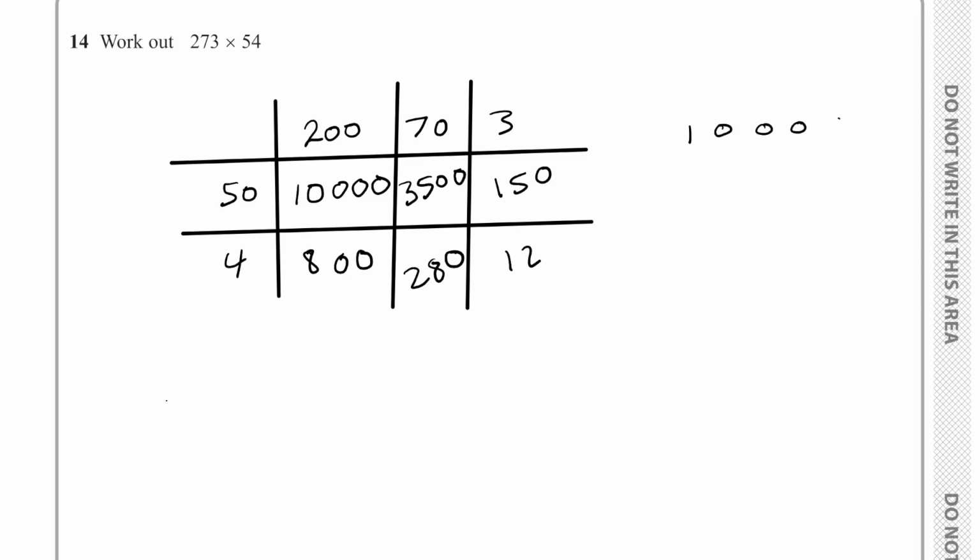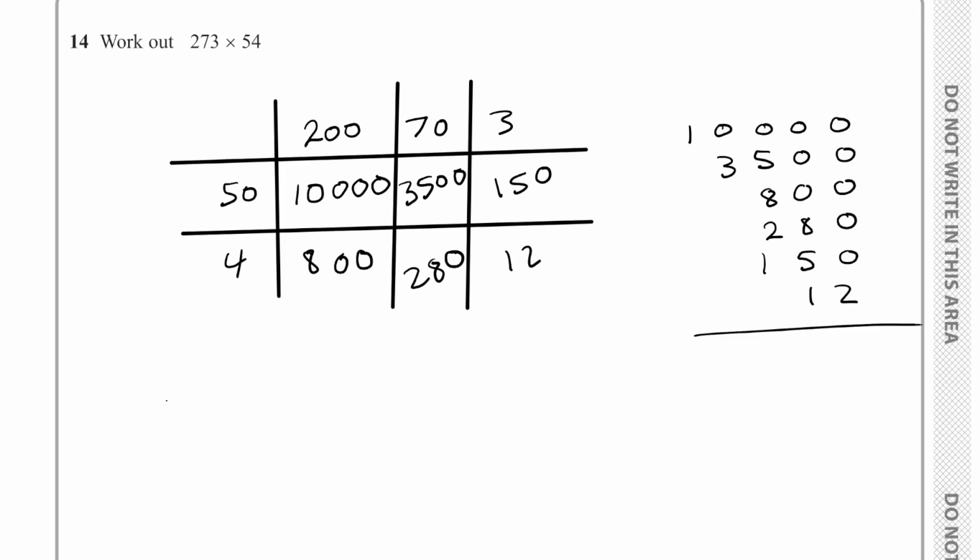We've got 10,000. We've got 3,500, 800, 280, 150, and 12. Adding them all together, so 5, 1, and 8 is 14. 1, 1, and 2 make 4, plus the 8 is 12, plus the 5, 17. 3 and 1 make 4. So we have 14,742.